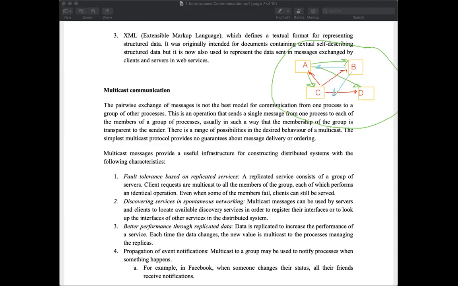Each and every node is multicasting its status to every other node, right? So let's assume that this is a Hadoop distributed file system, HDFS.